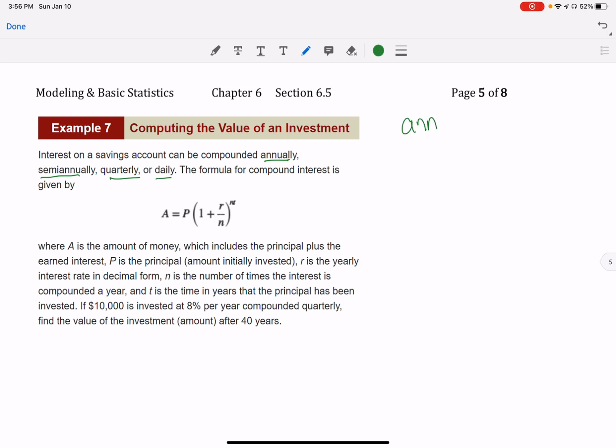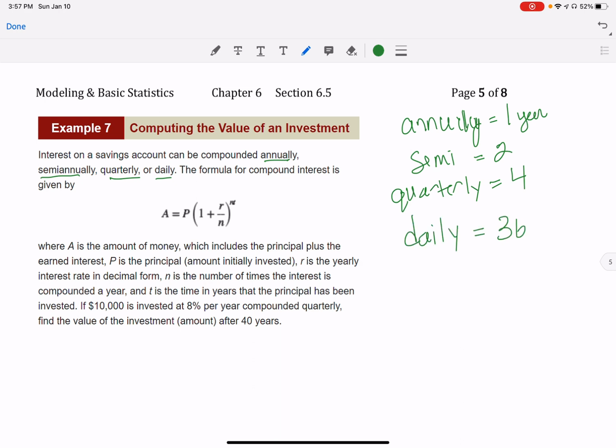Annually is 1 year or 1 time per year. Semi-annually is 2 times per year. Quarterly, oh, I don't know why my pen is acting up. Quarterly is 4 times a year, and then daily would be every day, so 365 times a year.